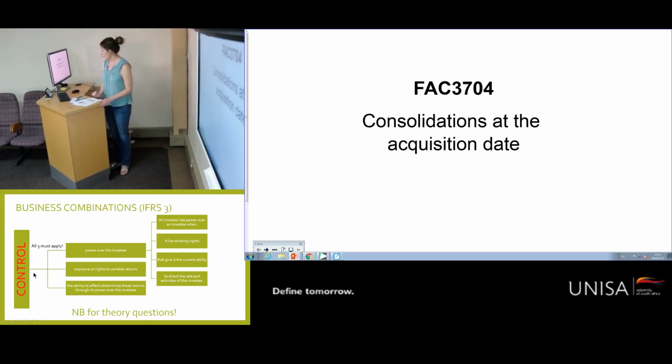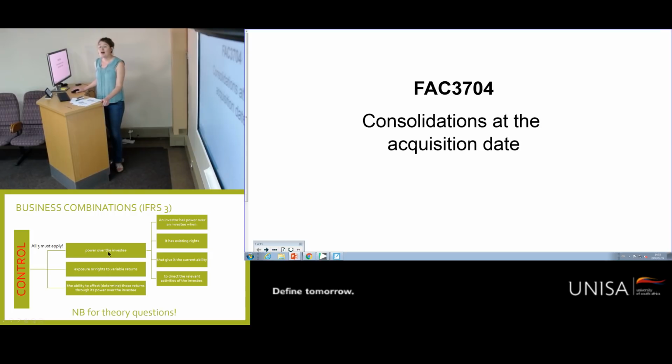So let's have a look at each of these steps of the definition. Control. Important. All three must apply. So power, exposure or rights, and the ability. I'll go into detail now. All of those three must apply. If you only have power but not the other two, you do not have control. So let's have a look. What must apply? You must have power over the investee.